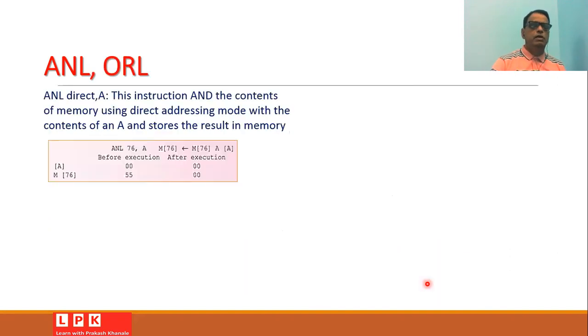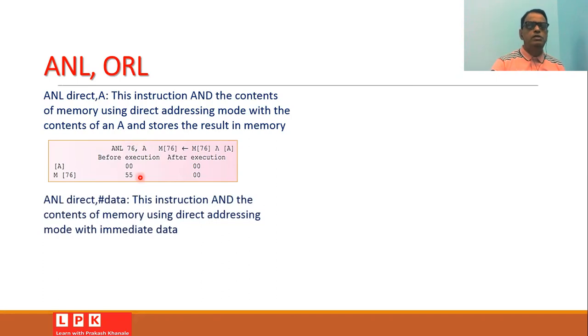It is also possible that you can AND the content of memory using direct addressing mode, and for this we will use the instruction ANL direct comma A. If we write the instruction ANL 76 comma A, and the content of A is equal to 00 and the memory location 76 contains 55, then after the execution of this instruction, we will get the result 00.